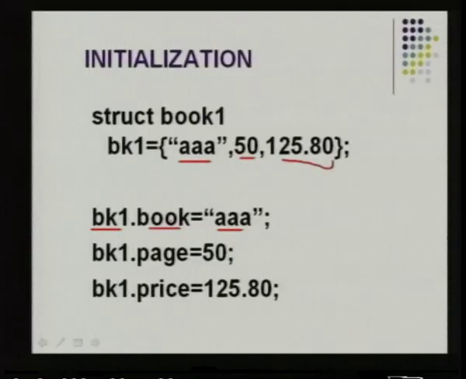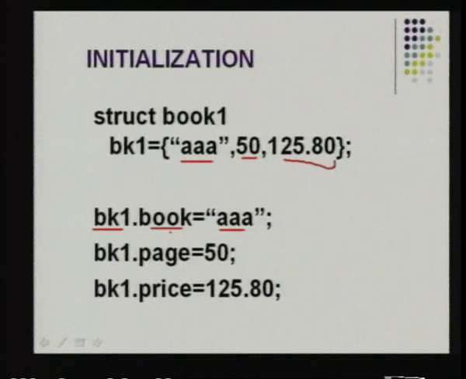So, these two ways are permissible by C for you to initialize values for the members of the structure. Any one way which is convenient for the programmer, he can use it to initialize the structure with the values. Now, we have given the values to the structure. Now, what is the purpose of this declaration and this initialization? We have to use this in a program to solve some problem.